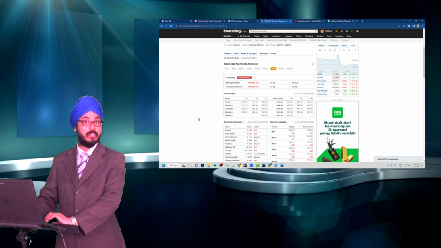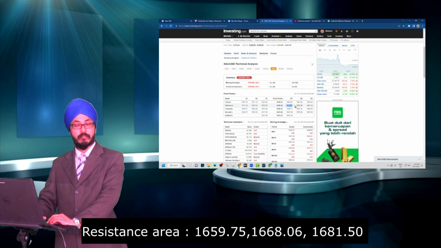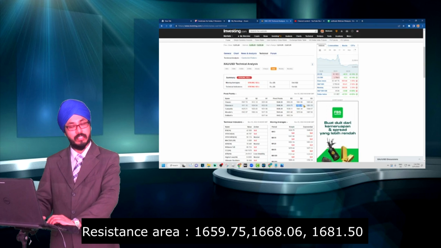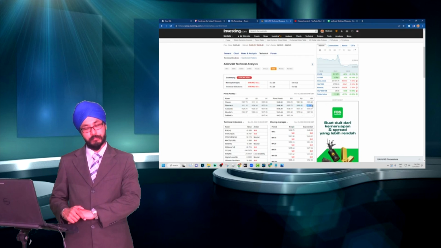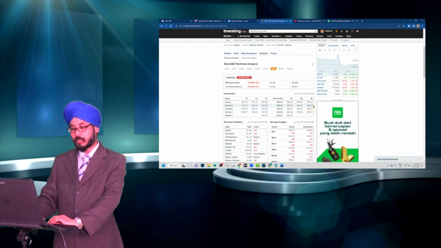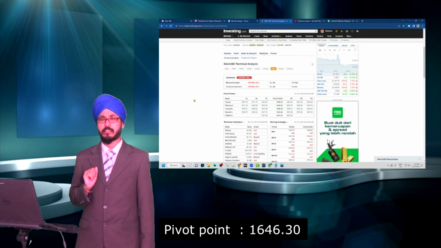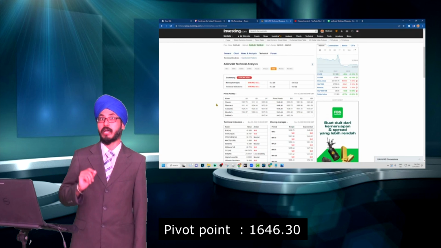Moving forward with our resistance areas, resistance 1 we have 1659.75. For resistance 2 we have 1668.06, and for resistance 3 we have 1681.50, and our pivot point is at 1646.30.